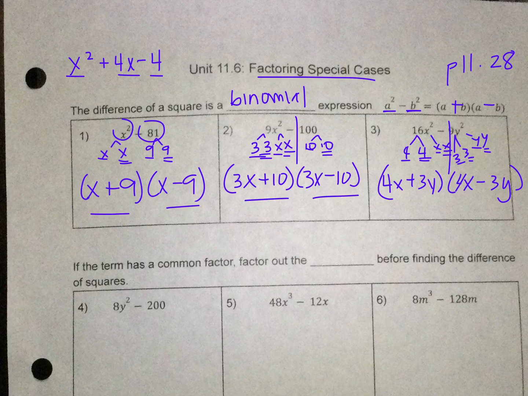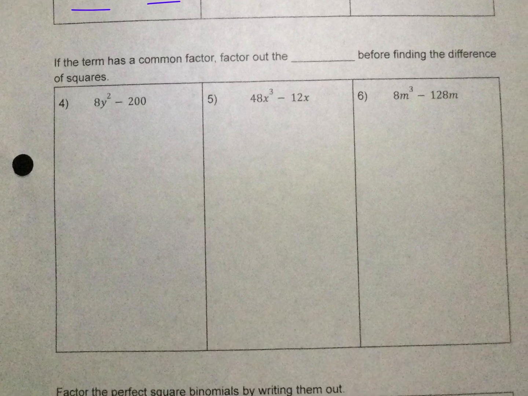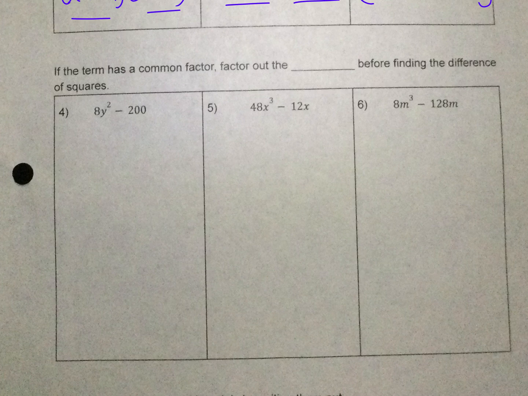We have a little bit of a problem when we have to pull out a common factor. So if the term has a common factor, factor out the GCF before finding the difference of squares. Okay, so first I have to factor this to find the GCF. This is when we break things down to prime numbers. So 8 is 4 times 2, so that's not a perfect square. So that's why it doesn't work. And 2 and 2.